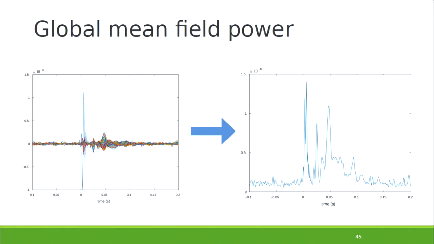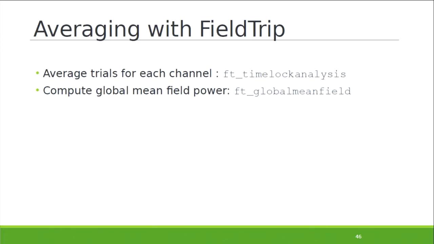Another way to look at the data is also to see the global mean field power, which is depicted here. This is mainly also a measure of the amplitude or the power of the data. This is another way you can visualize your data. And in FieldTrip, we mainly use the function ft_timelockanalysis to average the dataset. And in order to compute the global mean field power, we have the function ft_globalmeanfield.